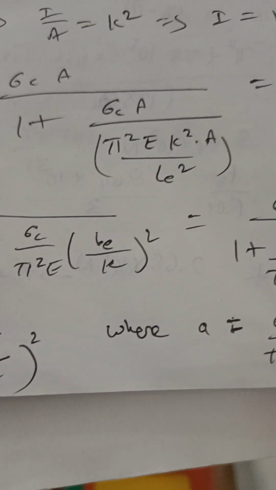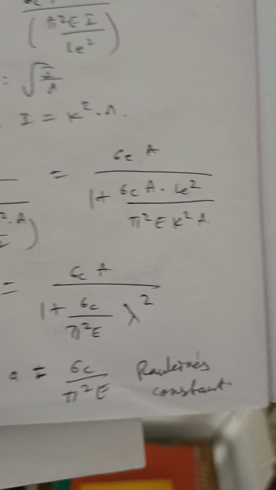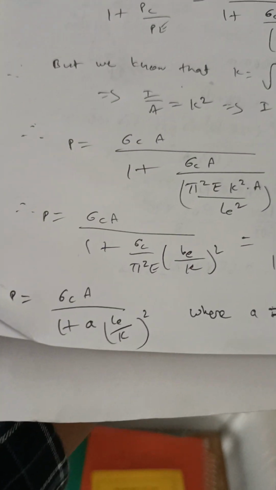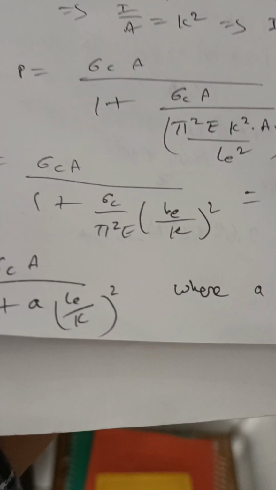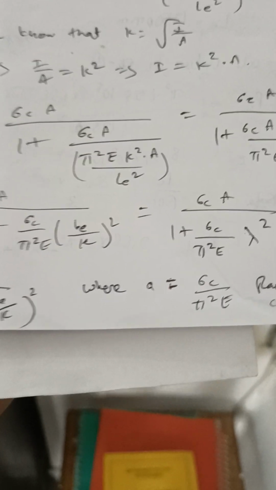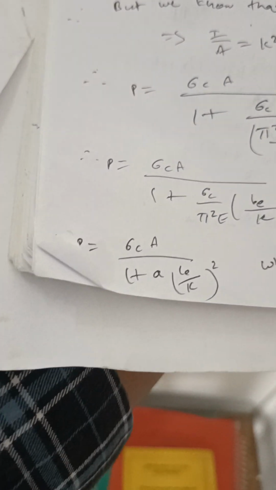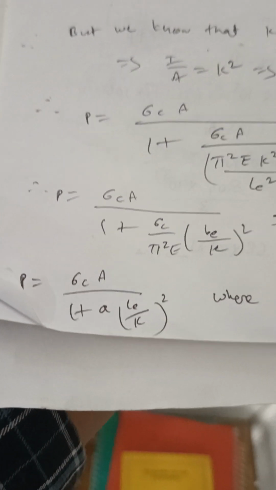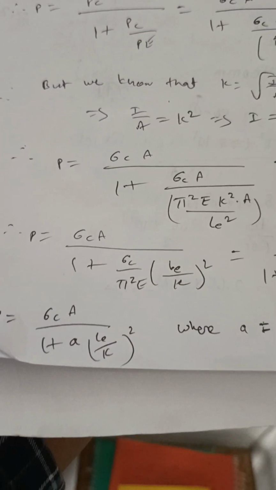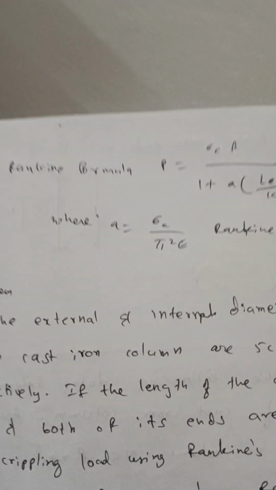In this step we have taken LE squared upwards, and written it as (LE by K) whole squared. Now this is a constant, Rankine's constant, which is denoted by a or alpha. So we can write P = sigma C A divided by 1 + a (LE by K) whole squared, where a = sigma C by pi squared E, which is Rankine's constant. This is Rankine's formula.